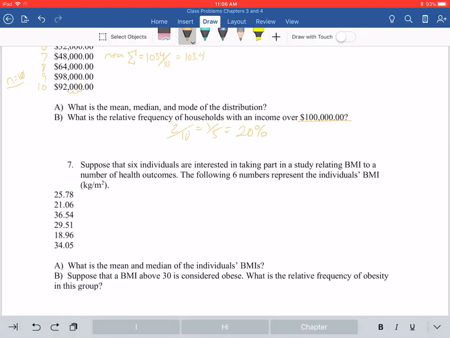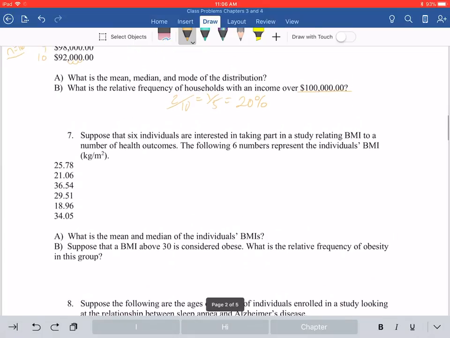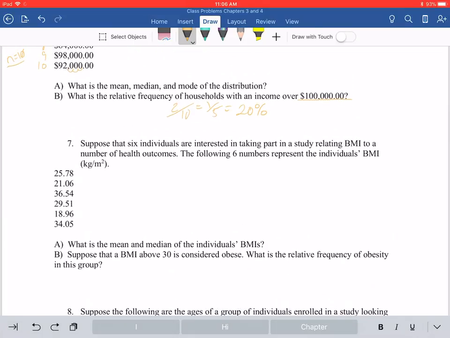All right, so I think we have time real quick to do number 7, and then we have to stop the video. So suppose that 6 individuals are interested in taking part in a study relating BMI to a number of health outcomes. The following 6 numbers represent the individual BMI. So we already know that there's 6 individuals here. Going a little quicker, you write them all out. Next thing you want to do is find the mean and median of the individuals' BMI.